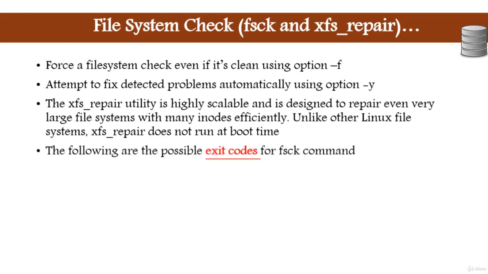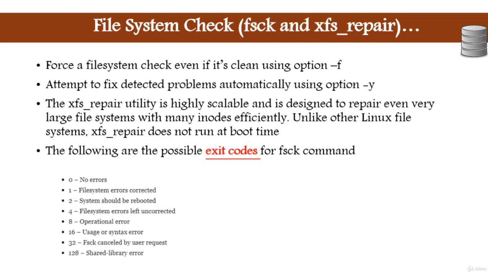The following are the possible exit codes for the fsck command. Exit code 0 means no errors: when you run the command and get exit status 0, there are no errors. To check the exit code, you could always run echo $? right after running your command, and you will get the exit code. So 0, of course, is no errors, always successful. Number 1 is file system errors corrected.